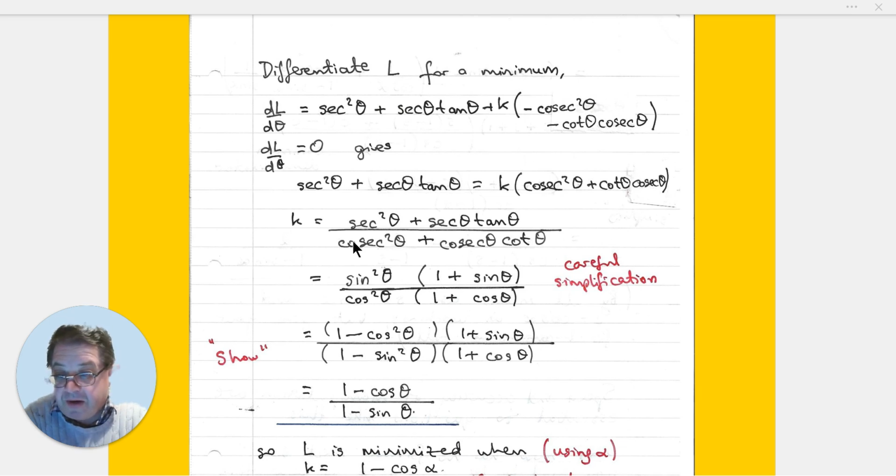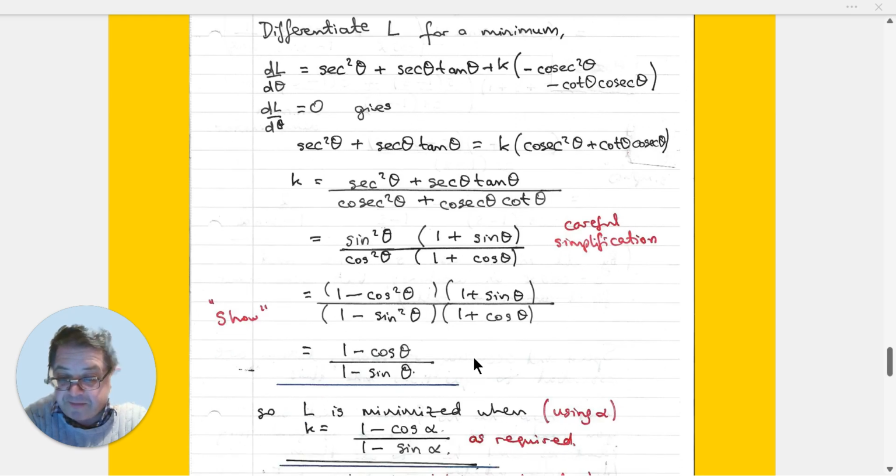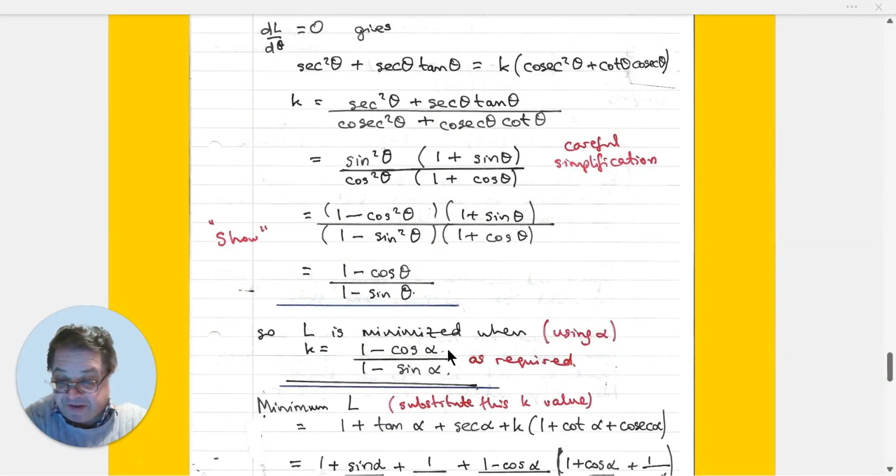So at this point, I'm replacing sec and cosec by sine and cos, because that's what we require in the answer. We have sine squared theta over cos squared theta, 1 plus sine theta, 1 plus cos theta. Replace sine squared by 1 take cos squared, and cos squared by 1 take sine squared, and then we can cancel to give the required answer. The required answer actually wants alpha. That's the required value to give us k.